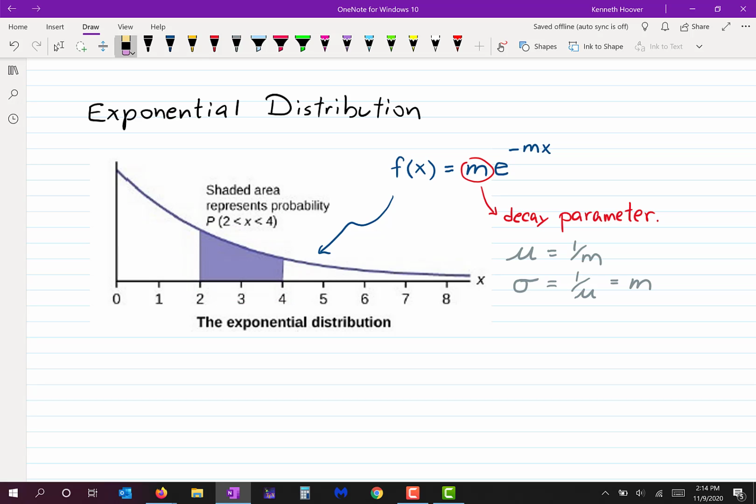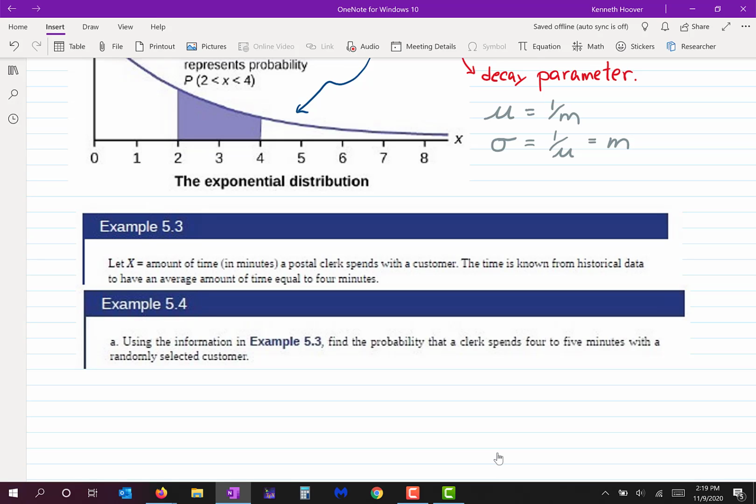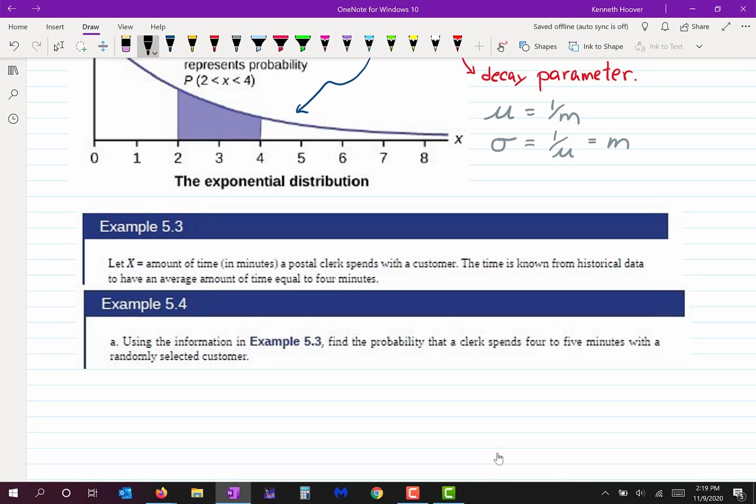So let's use this to answer some questions to get some practice. Look at these two examples right out of the book on page 250 and 251. Let x equal the amount of time in minutes a postal clerk spends with a customer. The time is known from historical data to have an average amount of time equal to 4 minutes. The question cuts off there. Let me write down what it is that they're actually asking.